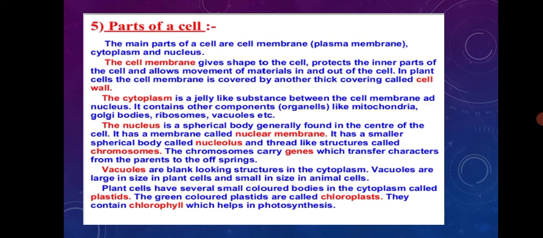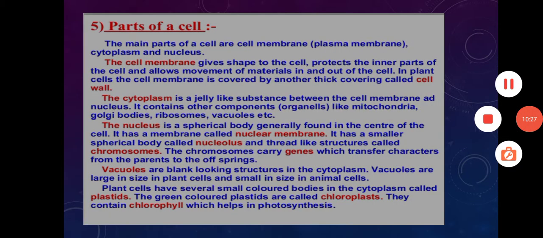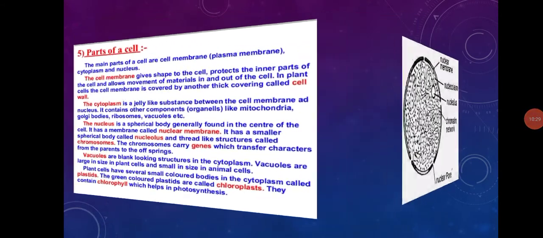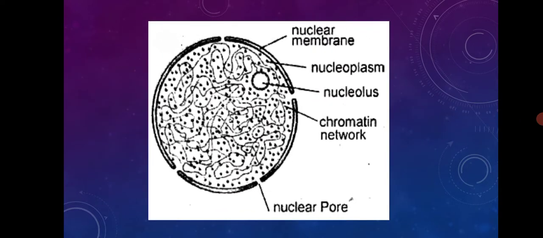Ribosomes are the smallest, spherical organelles. They are not bounded by a membrane. They occur either scattered in the cytoplasm or attached to the surface of the endoplasmic reticulum. Functions of the ribosome: they form ribosomal RNA and synthesize protein. After that, we will study the nucleus, which is a very important part of the cell.